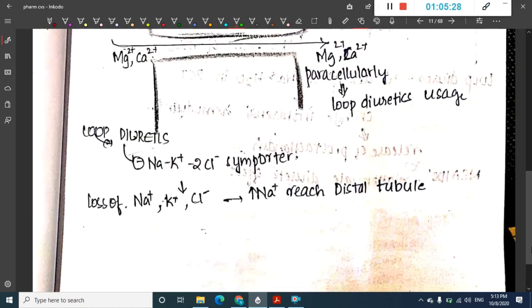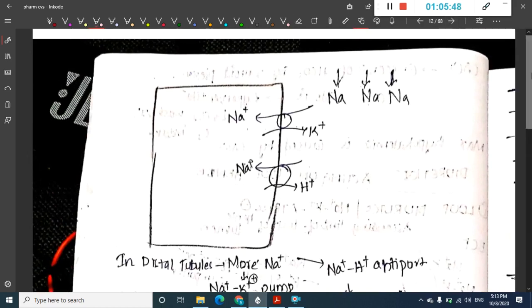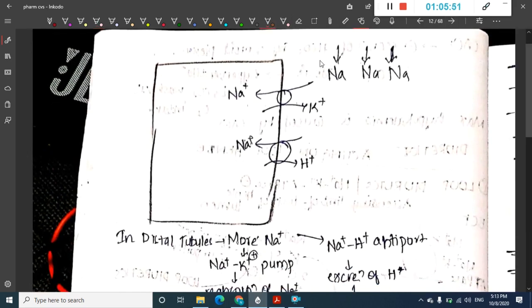Then the same thing I wrote in sentence form. Loop diuretics will inhibit the sodium, potassium and 2 chloride symporter, and thus result in loss of sodium, potassium and chloride. Now this sodium reaches the distal convoluted tubule from the loop of Henle. In the distal convoluted tubule, more and more sodium enters. In the distal convoluted tubule we have a sodium potassium pump which helps in absorption of sodium and excretion of potassium, and we also have a sodium hydrogen pump which helps in absorption of sodium and excretion of hydrogen, right?